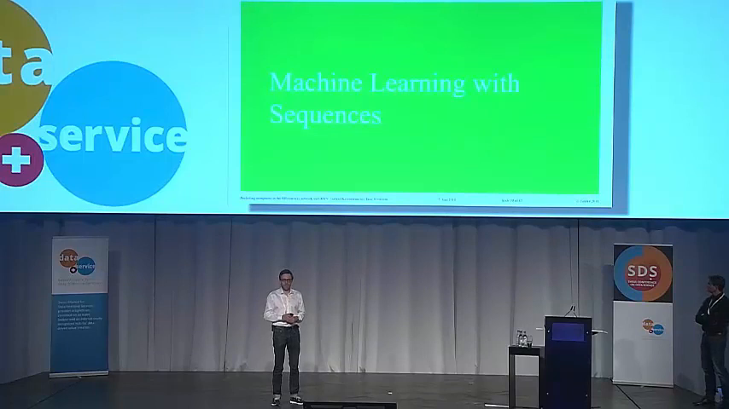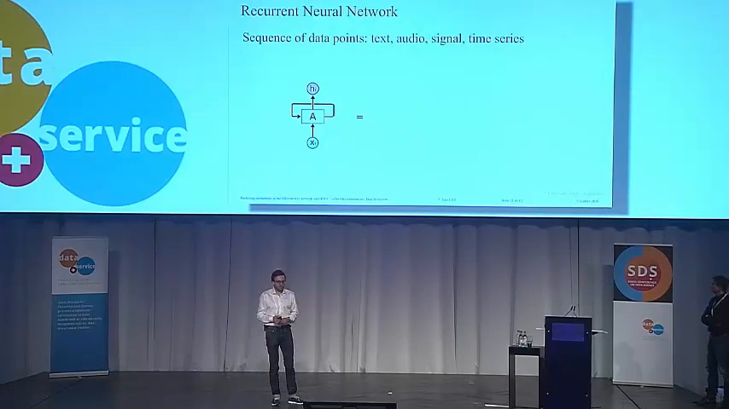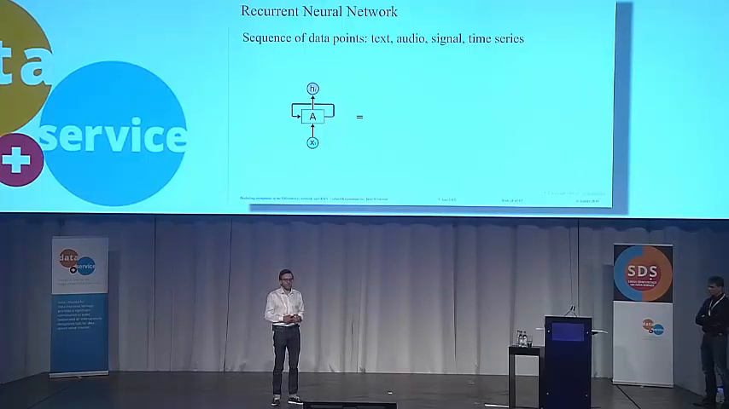So we need machine learning for sequence data. What we've used for this problem is a recurrent neural network, which is a deep neural network specifically for sequence data. Any sequence of data points, being text, audio, other sensor measurements, time series, this is the model that's used in these kinds of problems. Since we have this sequence of messages, we also use this model. So what's a recurrent neural network?